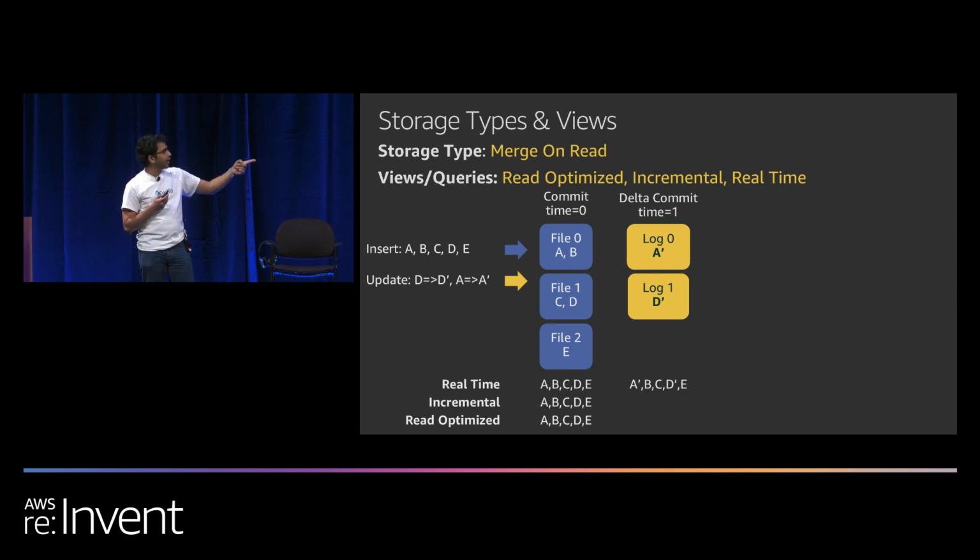So in this case, you get A prime from the log, B from the file. You get C and D prime from the log. And then file 2 does not have a log, so you get what's in the file. And then incremental behaves the same way. You just get what you wrote in the delta commit. The read optimized view, if you know, always returns only the values in the base files, not the logs. It never reads the logs.